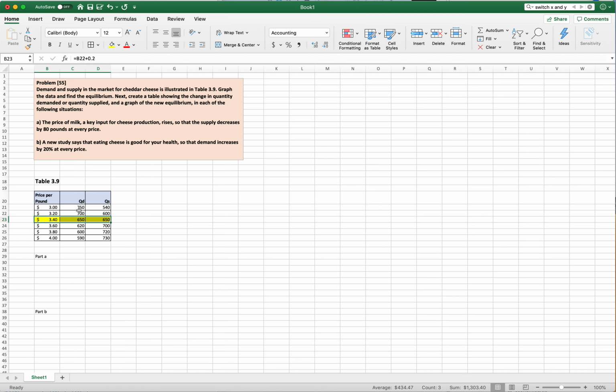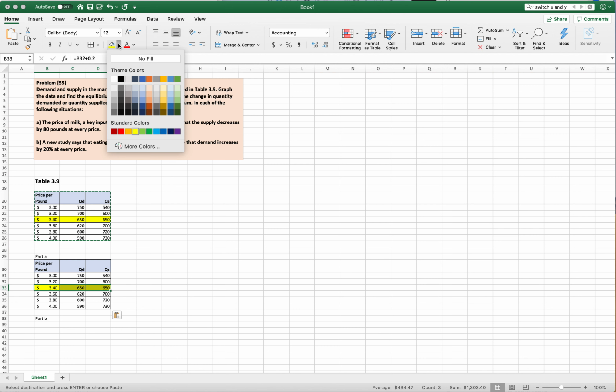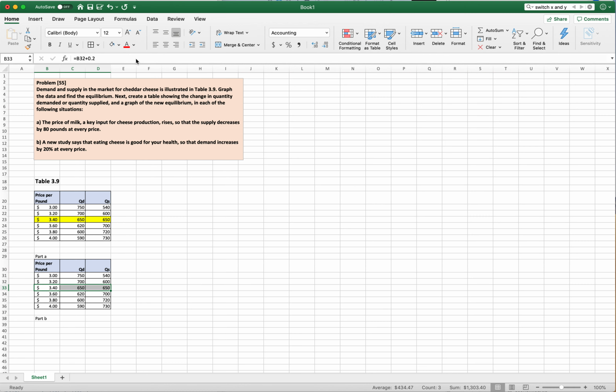Okay, so let's copy this table, at least part of this table, down. Copy, paste. Now what do I want to do? I want to probably change some things around. The equilibrium point I'm going to get rid of, because I don't know what that is anymore. And I can have no fill.